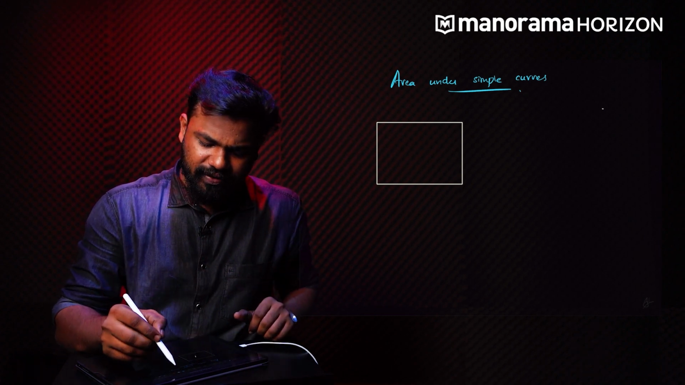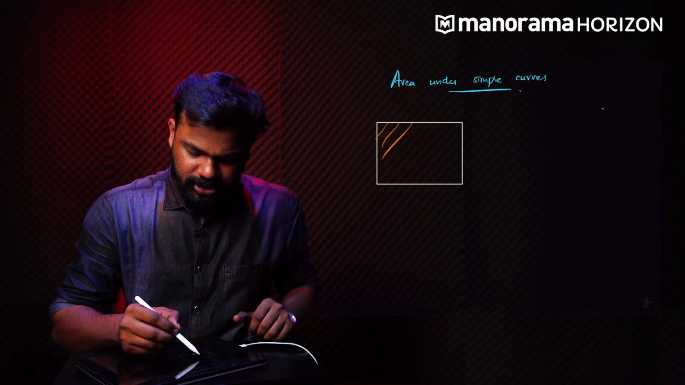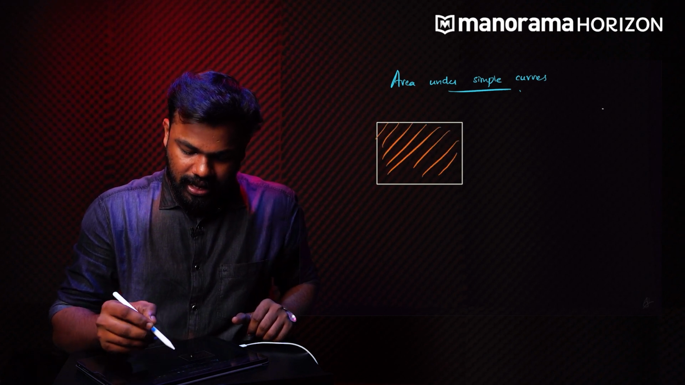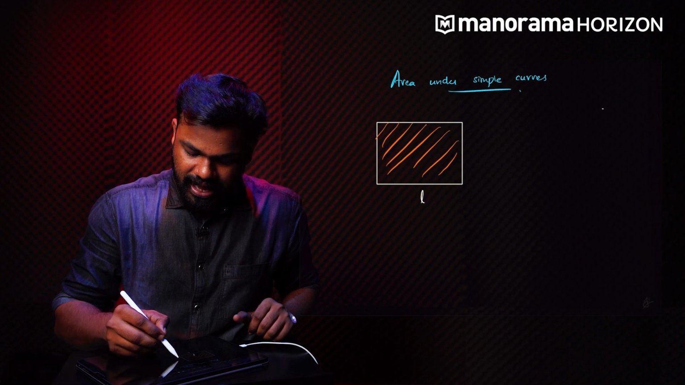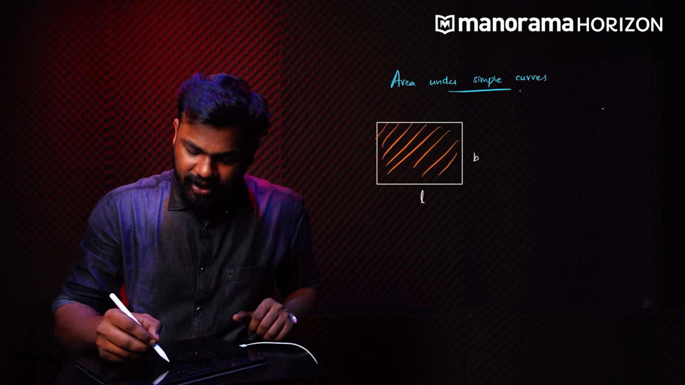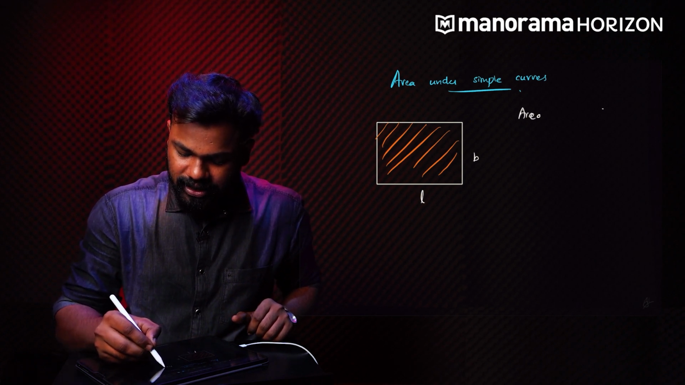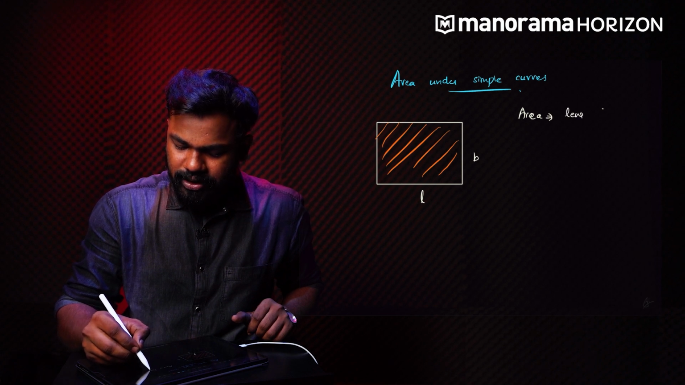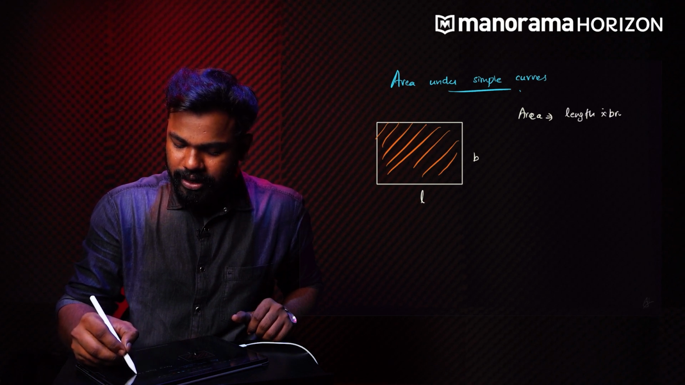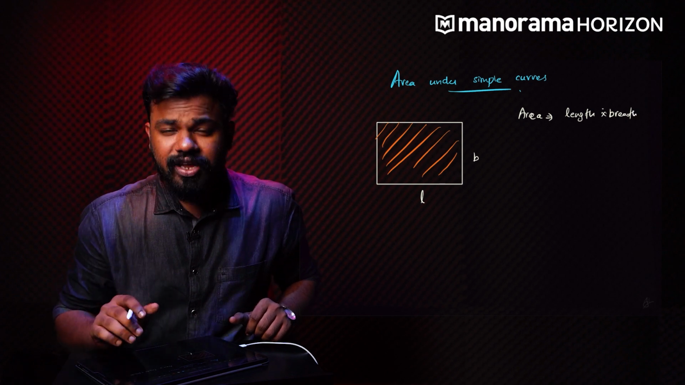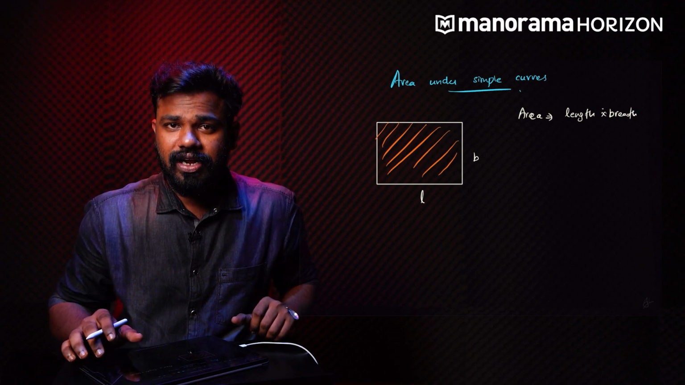To find out the area of a rectangle, suppose I'm shading the entire area here, and I have the length and breadth. I can easily find out what is the area of this rectangle, right? What is it? It is nothing but the length multiplied by the breadth. So length into breadth will give us the area of a rectangle.